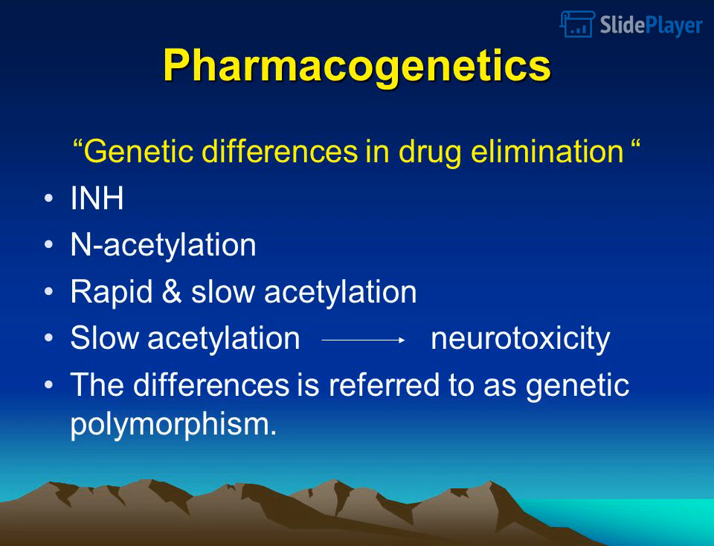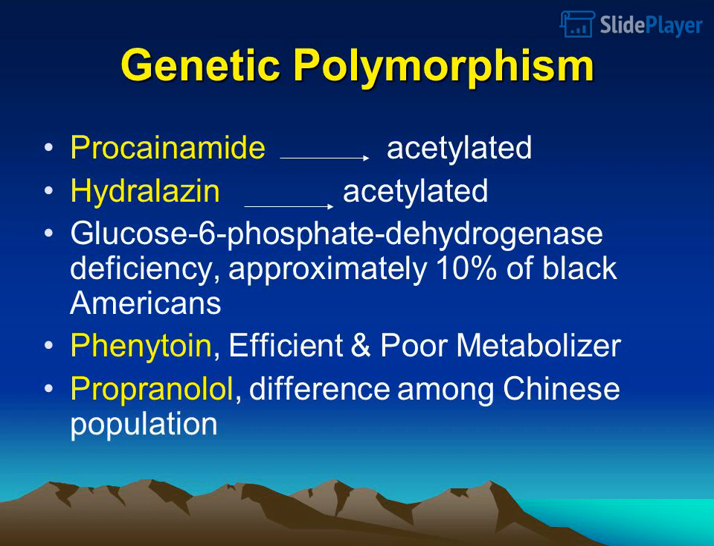Pharmacogenetics: genetic differences in drug elimination. INH undergoes N-acetylation, with rapid and slow acetylation; slow acetylation leads to neurotoxicity. The difference is referred to as genetic polymorphism. Other examples include procainamide acetylation, glucose-6-phosphate dehydrogenase deficiency in approximately 10% of Black Americans, phenytoin with efficient and poor metabolizers, and propranolol differences among the Chinese population.